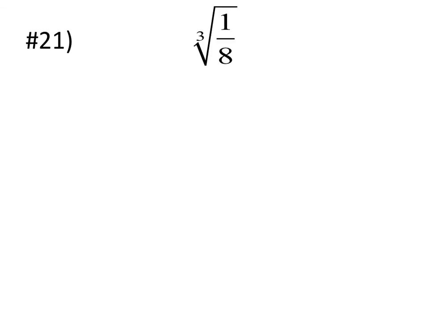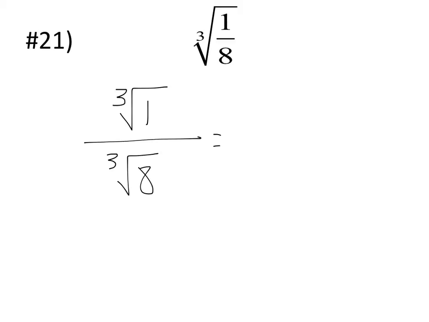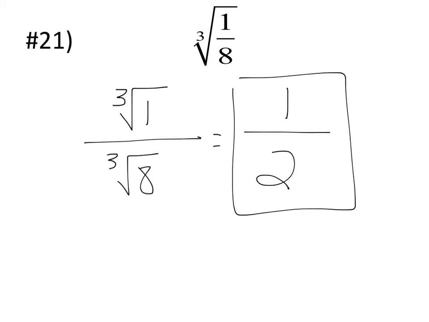Alright, just like we did in a previous problem, if it's a fraction under a root, you can break it up, cube root of 1 over the cube root of 8, because between me and you, I don't know what the cube root of 1/8 is. However, I do know that the cube root of 1 is 1, and that the cube root of 8 is 2. So it turns out the cube root of 1/8 is 1/2.